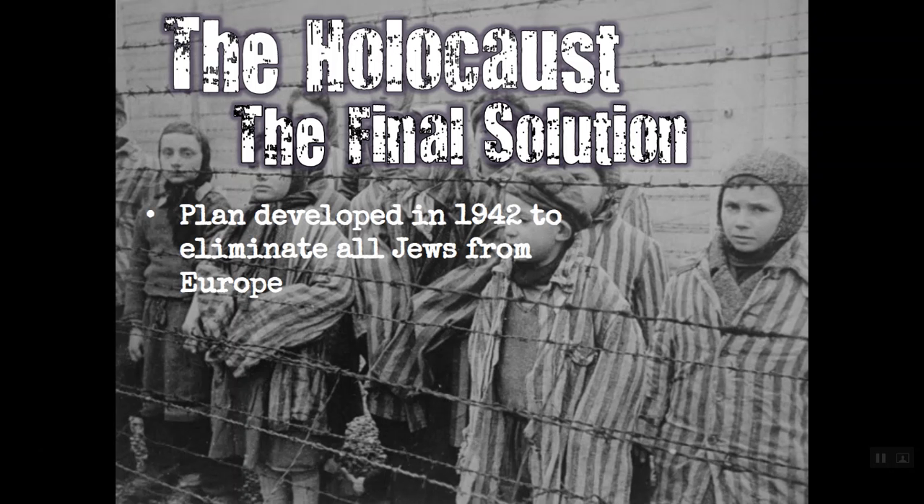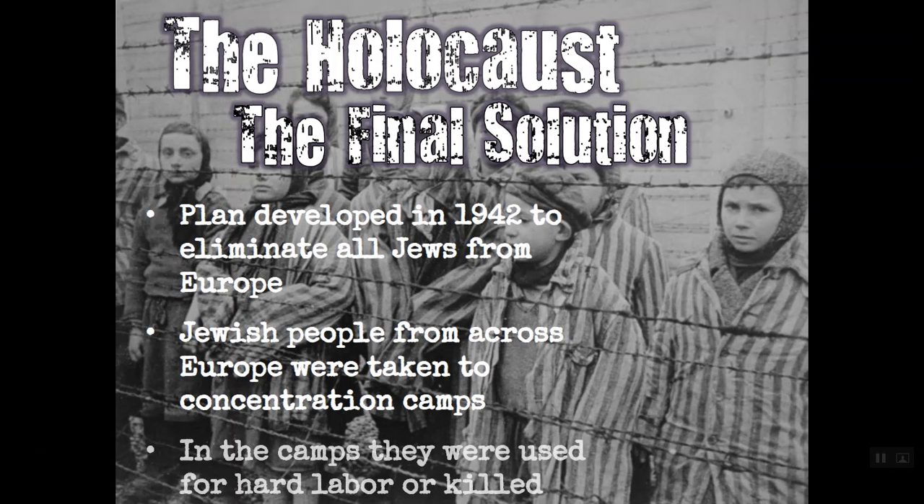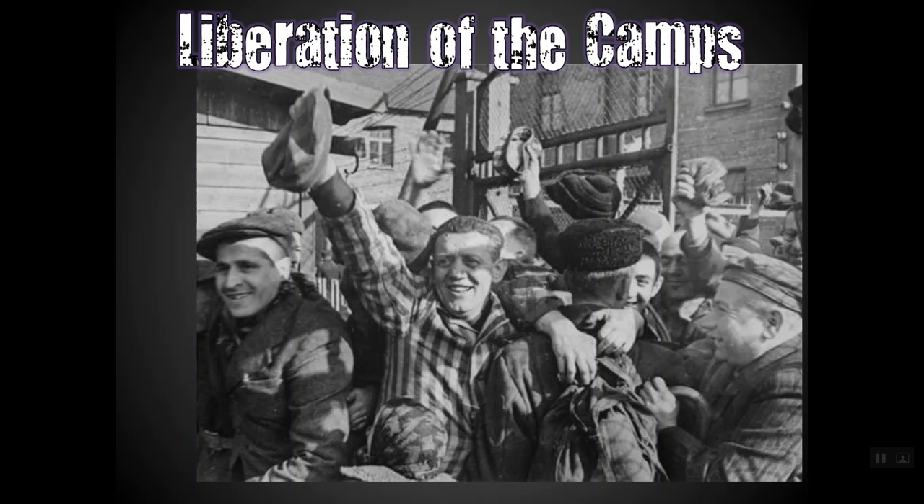So the Holocaust was defined by what was known as the final solution, which was a plan developed in 1942 as a way to eliminate all Jews from Europe. Jewish people had been taken from across Europe to these concentration camps, and at first they were used for hard labor, but with the final solution, that meant that they would exterminate Jews within some of the camps. So some of the camps were known as extermination camps or killing camps.